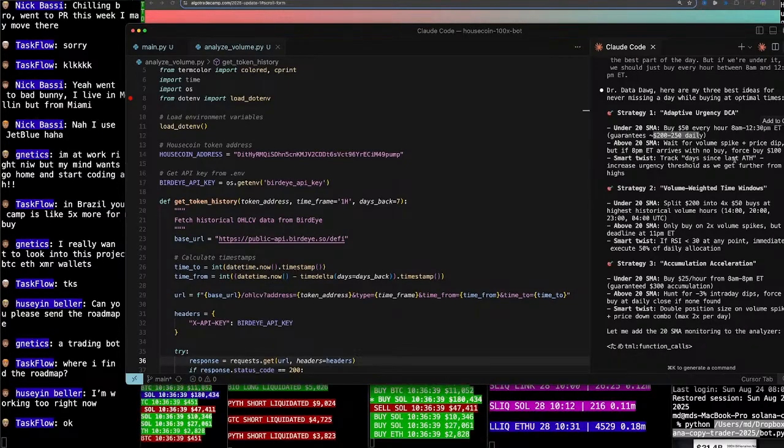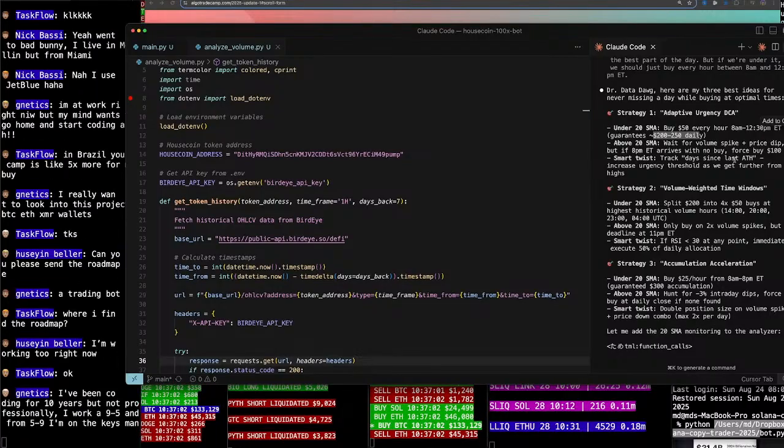Strategy 2, volume weighted time windows. Under the 20 SMA, split 200 into 4 times 50 buys at highest historical volume hours. Above 20 SMA, only buy on 2x volume spikes, but deadline at 11 p.m. Eastern. Smart twist, if RSI is under 30 at any point, immediately execute 50% of daily allocation.